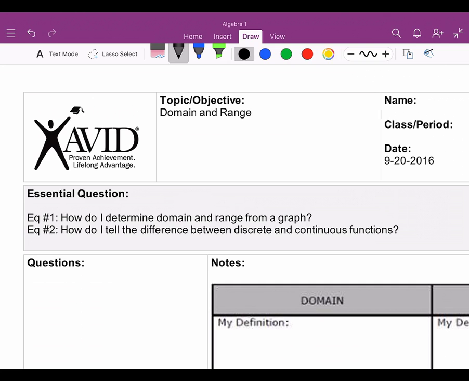Today we're going to talk about the topic of domain and range. This is Unit 2, Section 2. And the essential questions are, how do I determine domain and range from a graph? So those are going to be our keywords, domain and range. And how do I tell the difference between discrete and continuous functions? How do I determine the domain and range? And how do I determine the difference between discrete and continuous? So those are the main focus points of these notes.